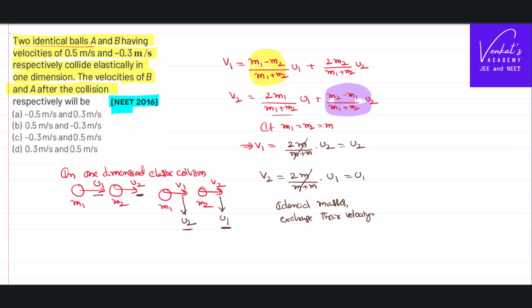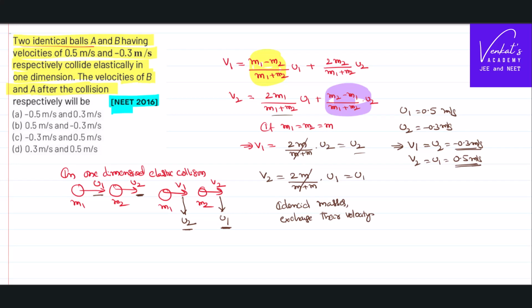So what is given for you is u1 equal to 0.5 meter per second, u2 equal to minus 0.3 meter per second. That implies v1 equal to u2, that is minus 0.3 meter per second. v2 equal to u1, that is 0.5 meter per second. So velocity of B will be 0.5. Velocity of A will be minus 0.3.